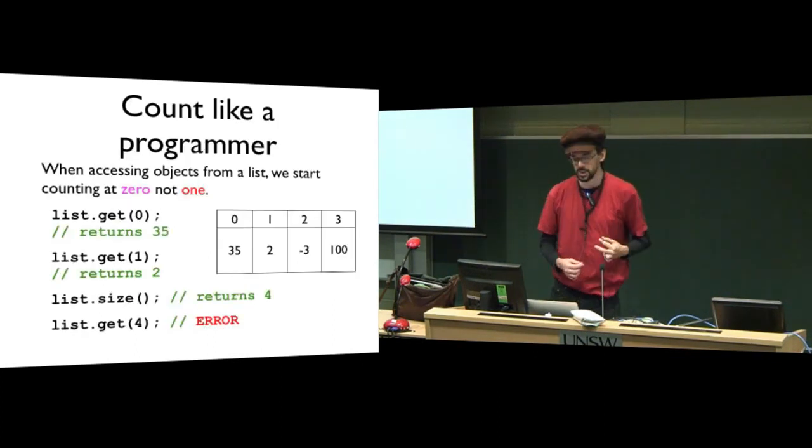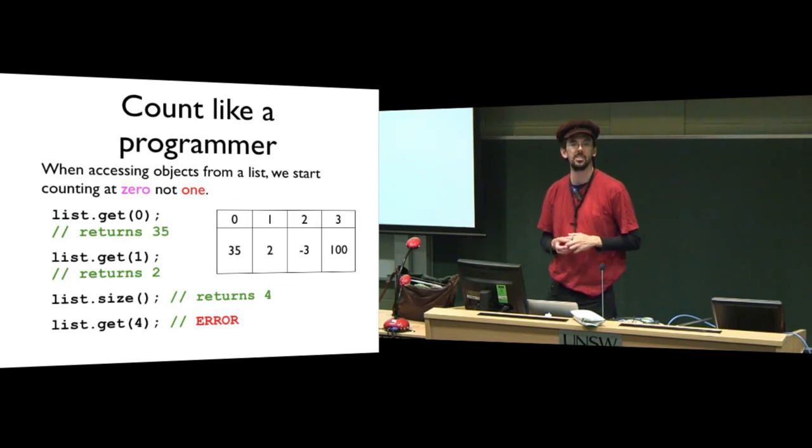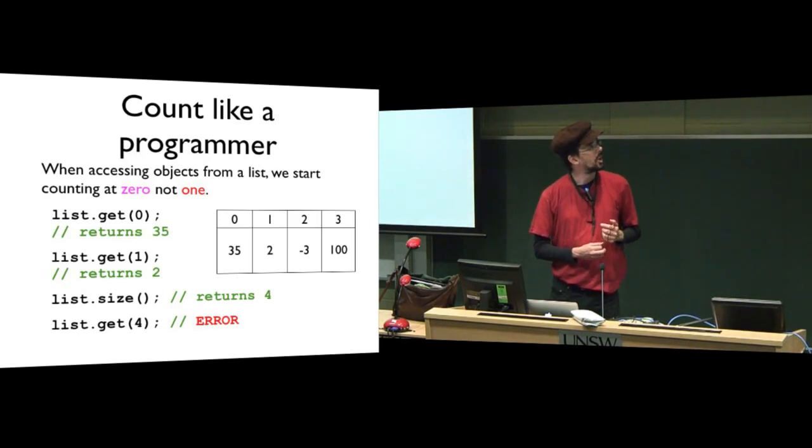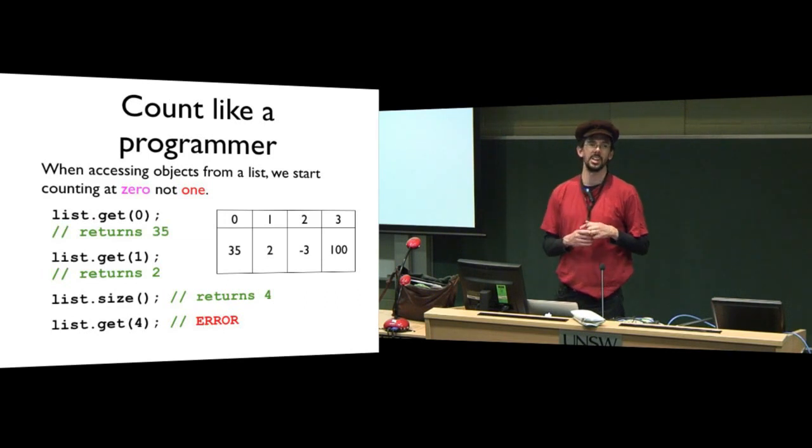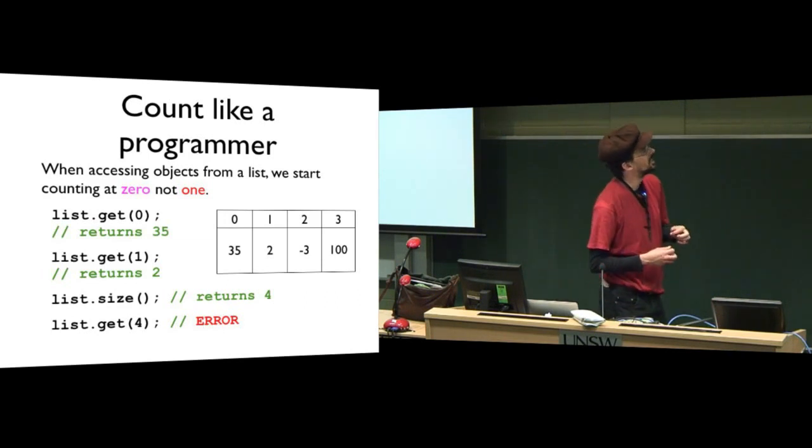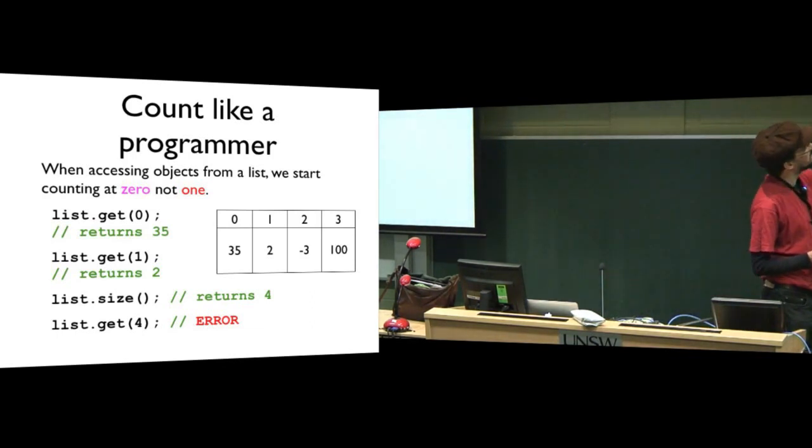Okay, so I said when we're getting things from a list, we get from 0 rather than from 1. This is one of those really weird things about programming, and it's just a habit that computer programmers have picked up from the very early days. When a computer programmer starts counting, they start counting at 0. So if we had a list of 4 objects, they would be indexed as 0, 1, 2, and 3.